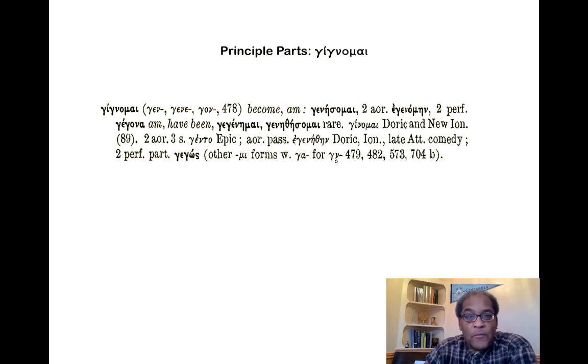You see this second perfect participle, gegos, in Epic and elsewhere. Okay, so this is taken from the index of verbs at the back of Smyth, and as always, one needs to focus on the forms that are in bold. So if you are not up on those principal parts, review them.